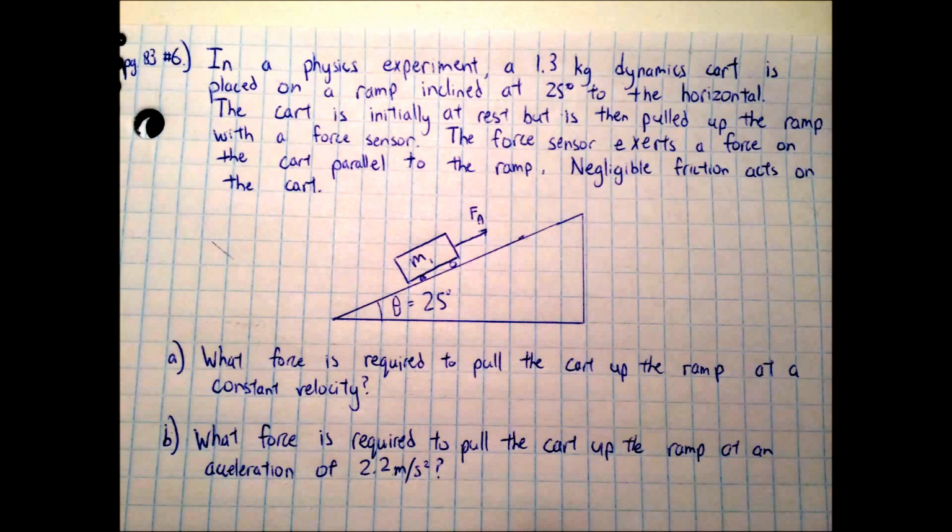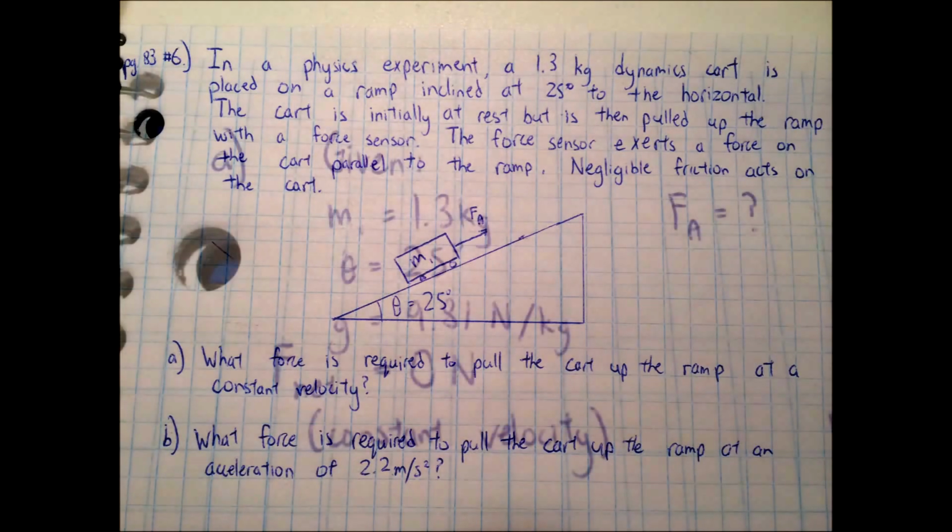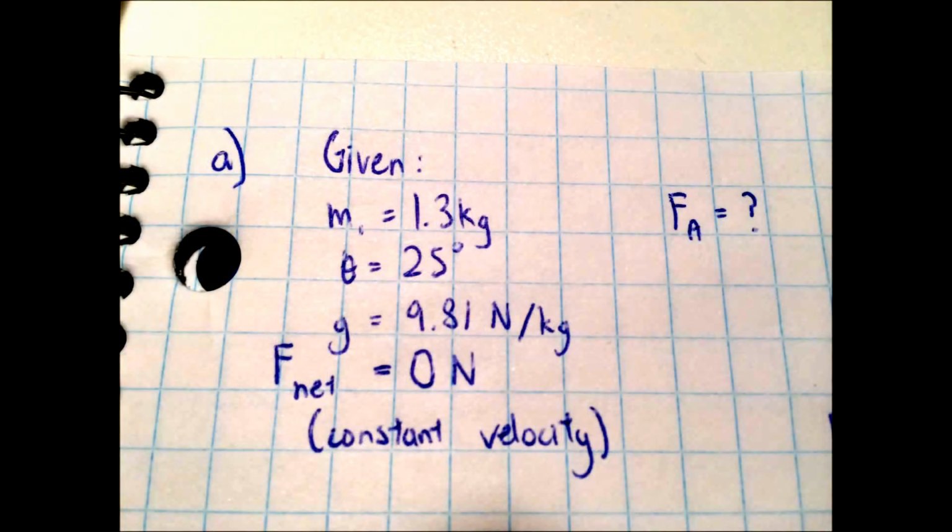A. What force is required to pull the cart up the ramp at a constant velocity? And B. What force is required to pull the cart up the ramp at an acceleration of 2.2 meters per second squared? Starting with A, we list our givens.